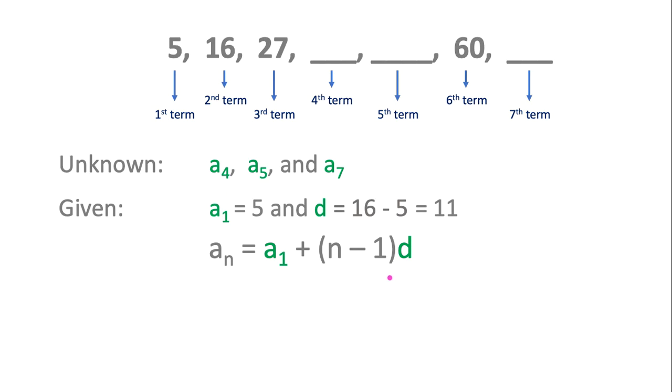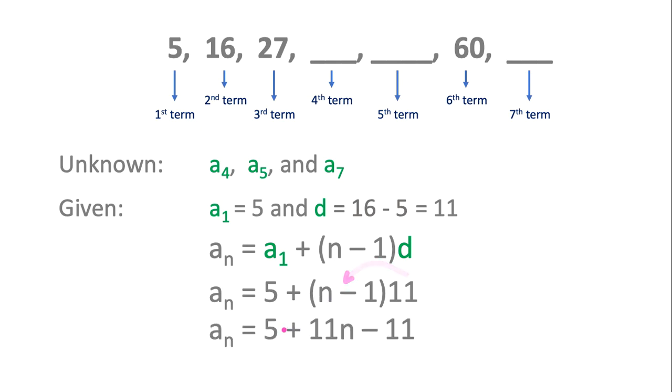So a sub n will be 5 plus n minus 1 times 11. Then distribute 11 with n minus 1. It will be 11n minus 11. Then combine 5 and negative 11. So our pattern to identify those missing terms will be a sub n is equal to 11n minus 6.